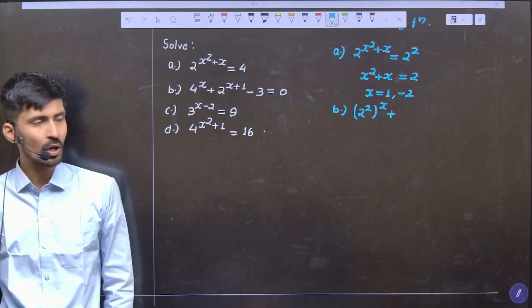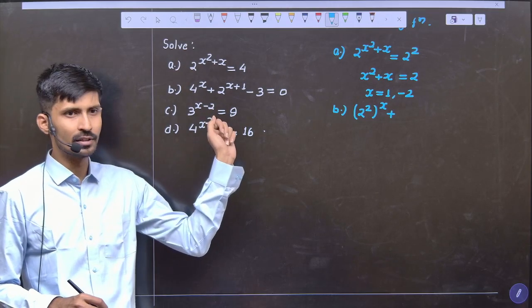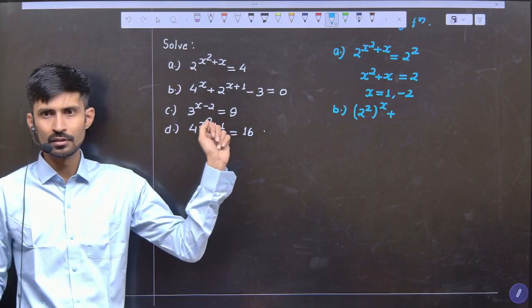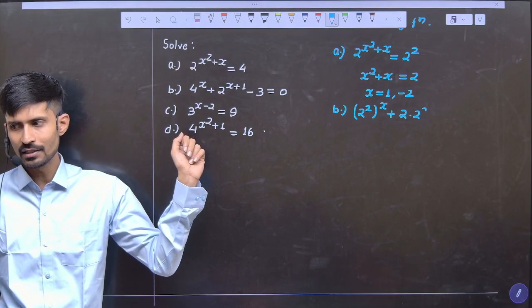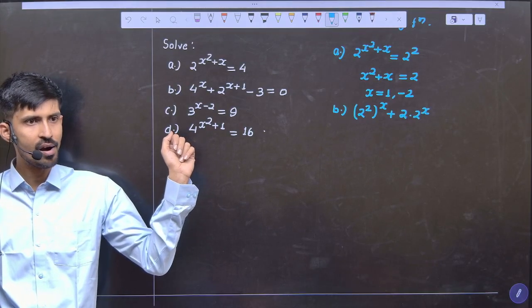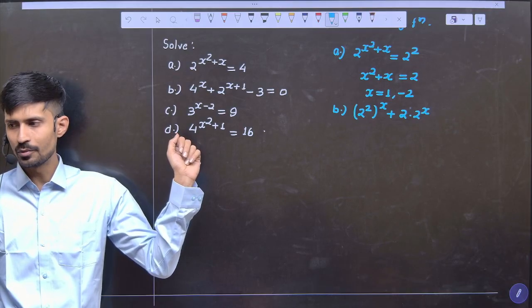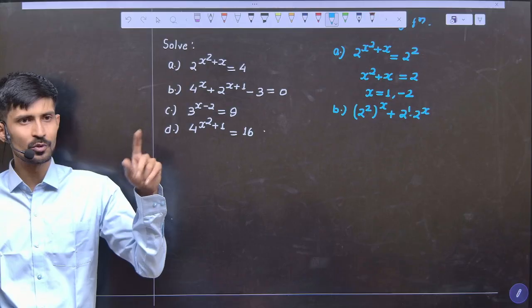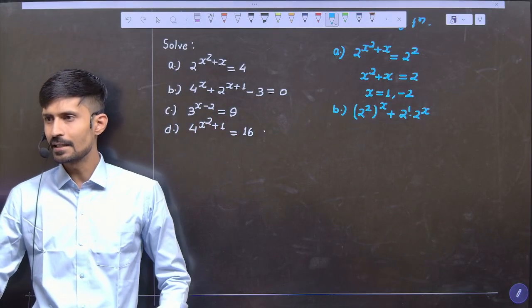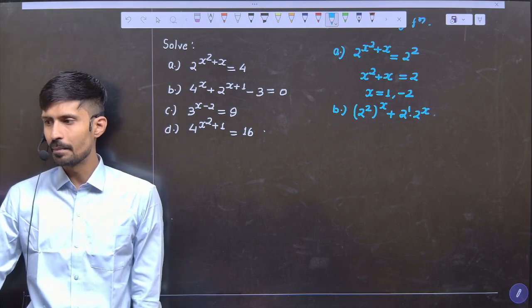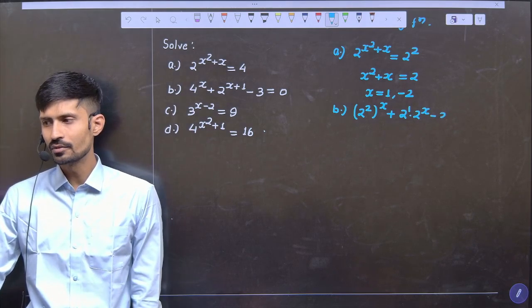So here you will write 2 square raised to x plus, now 2 raised to x plus 1. Can you write 2 raised to x plus 1 as 2 into 2 raised to x? Yes or no? That will come 2 raised to 1 into 2 raised to x. Tell me, 2 raised to 1 into 2 raised to x is 2 raised to x plus 1 or not? Yes? And can we write minus 3 is equals to 0?